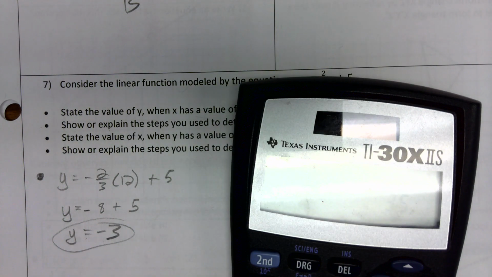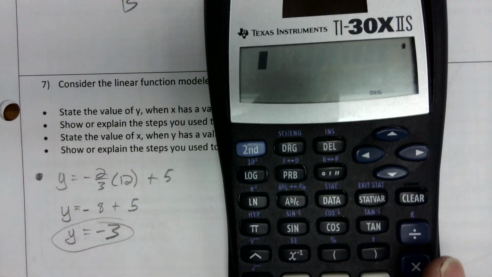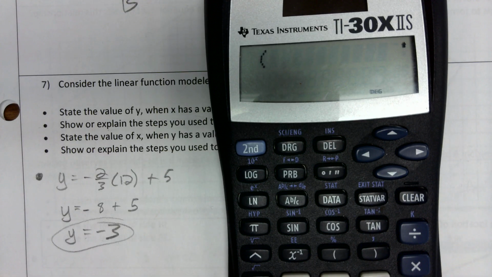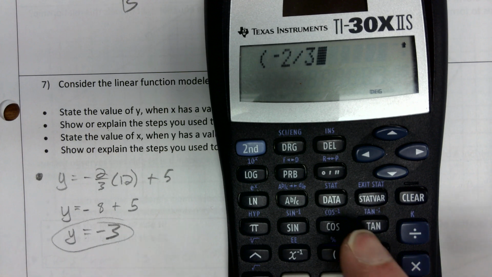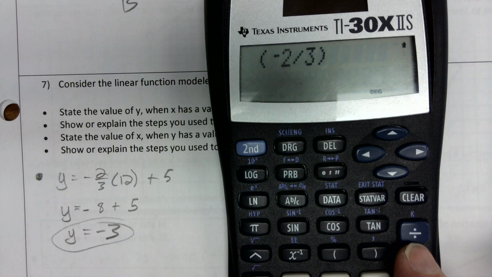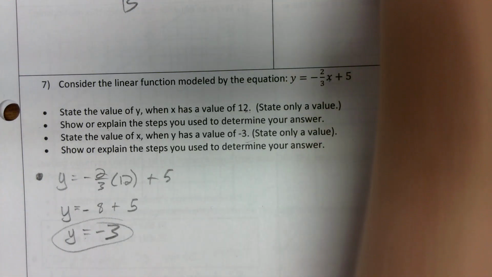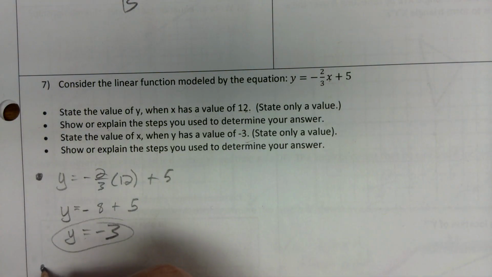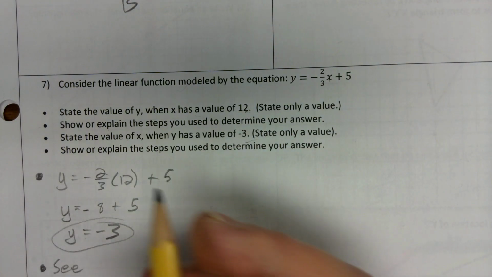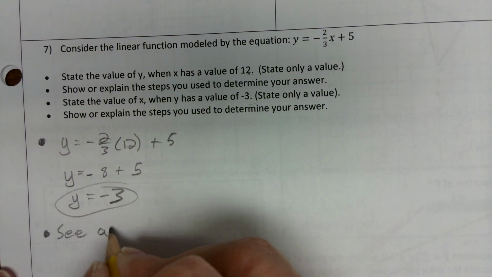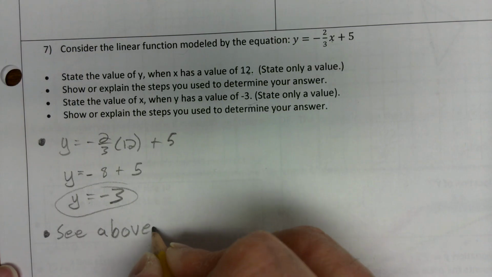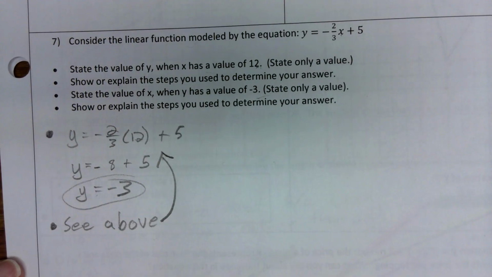You could use the calculator. You could say clear and then get that. Let's do boom. We'll do a negative 2 divided by 3. And then we will multiply by 12. And we end up with a negative 8. Look at that. Okay. So now, when it says show your work, makes it super easy. We just did it.